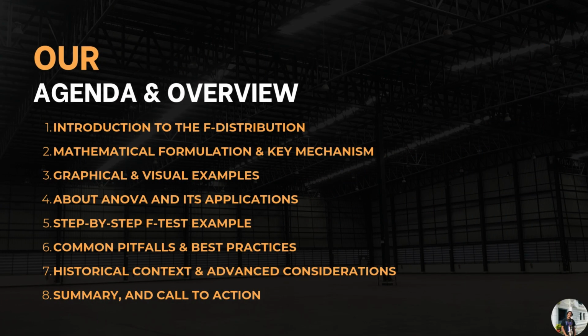And here we go. Here are the agenda and overview we will cover today. First is an introduction to the F distribution. Second is the mathematical formulation and the key mechanism. Third is the graphical representation to visualize the F distribution. Fourth is an overview of ANOVA and its application. Fifth is a step by step F test example. Sixth is common pitfalls and best practices. Seventh is historical context and advanced considerations. And eighth, finally, a summary and key takeaways.